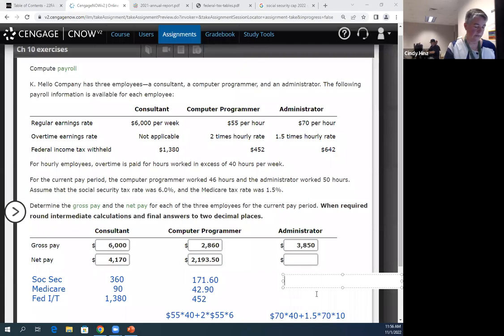And so on the 3850, we're going to calculate 6% Social Security. And 1.5% for Medicare. And then their federal income tax. So our final calculation for this exercise, we take the gross pay and subtract the 3 withholding amounts shown there. And round to 2 decimal places, 29, 19, 25.